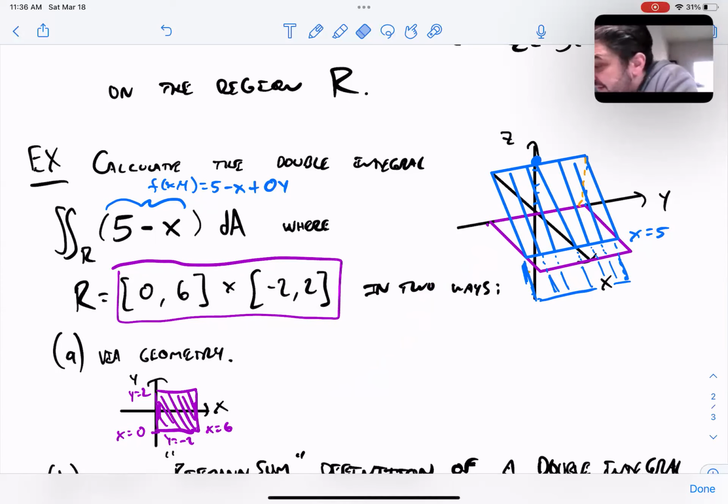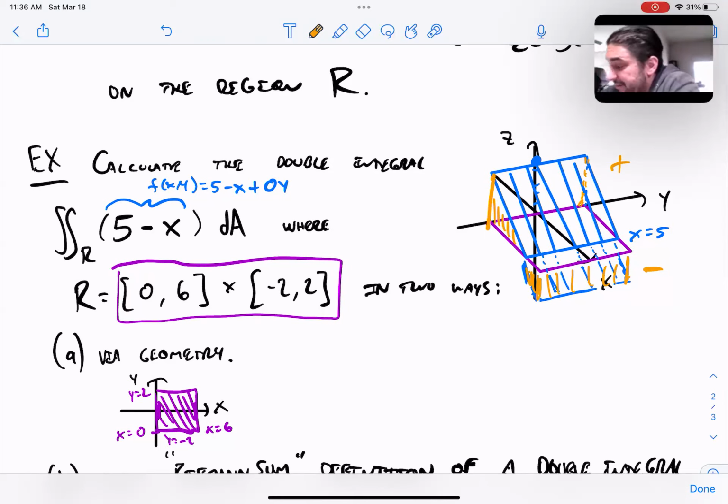And then I want this volume. I want the signed volume. So up here, I'm going to count everything as positive volume between that blue ramp and the purple rectangle underneath it. And then down here, all of this, we're going to count as negative volume. You can see kind of where the blue ramp cuts through the XY plane. Everything above that, but below the XY plane, that'll get counted as negative.